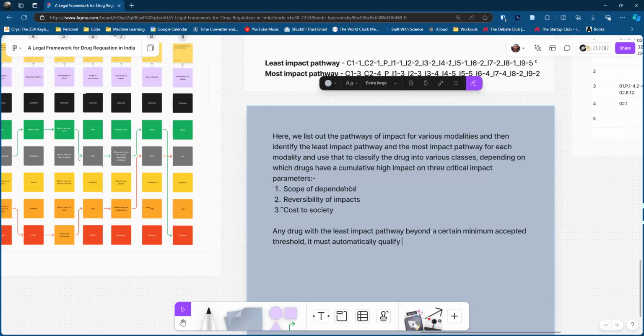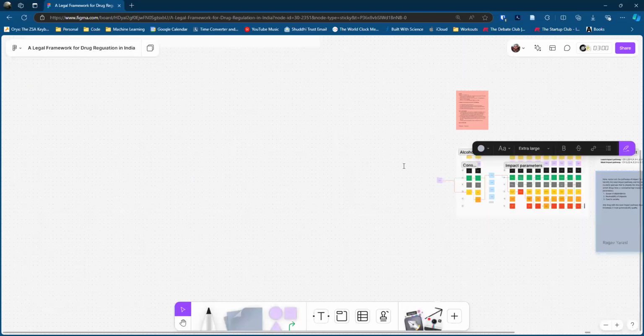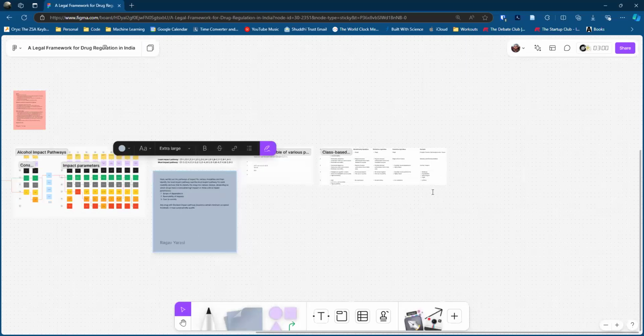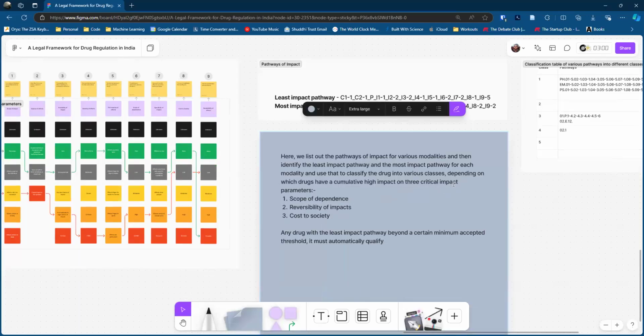I don't know how we even use that information. If it is the least impact pathway, you set a threshold, right? If it meets the threshold, then it automatically goes into class 3 or class 2 or something like that. Yeah, but it's kind of arbitrary. Any drug with the least impact pathway must automatically qualify.